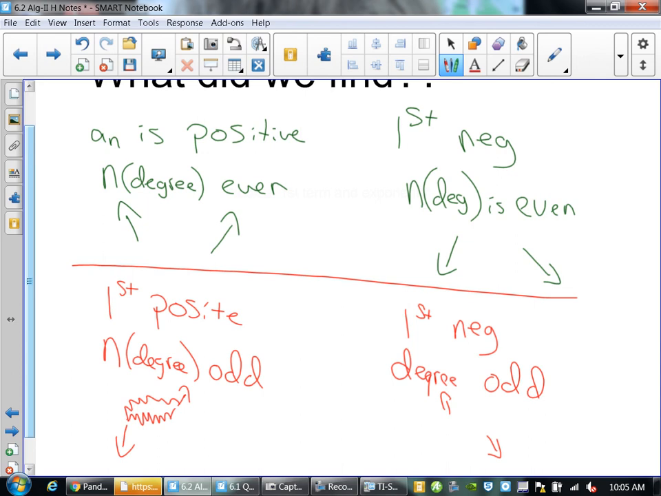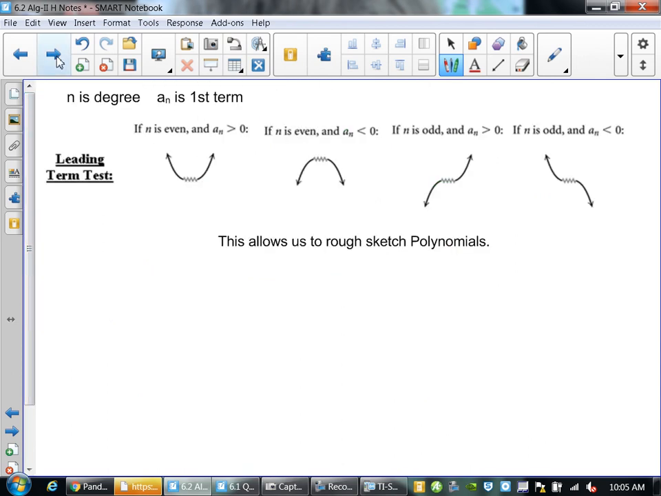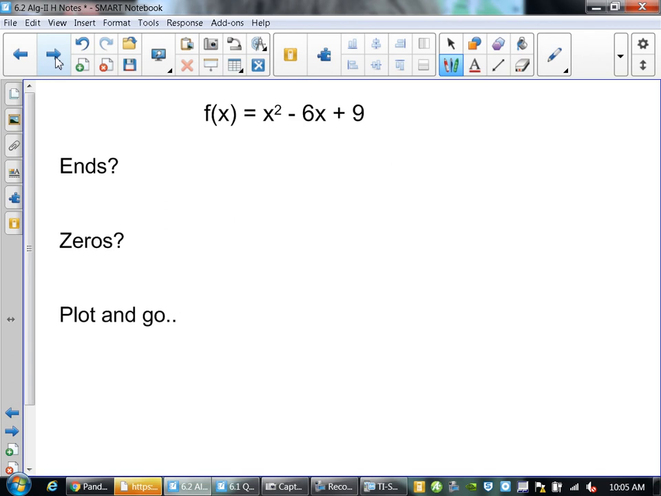What we're going to be able to do is take a polynomial like this. We just did all that, and plot it without doing anything else besides that, by just being able to plot the tails, the ends, find our zeros, plot and go. These are quick, rough sketches. To be honest with you, when you get to pre-calc, this skill is golden to be able to do.